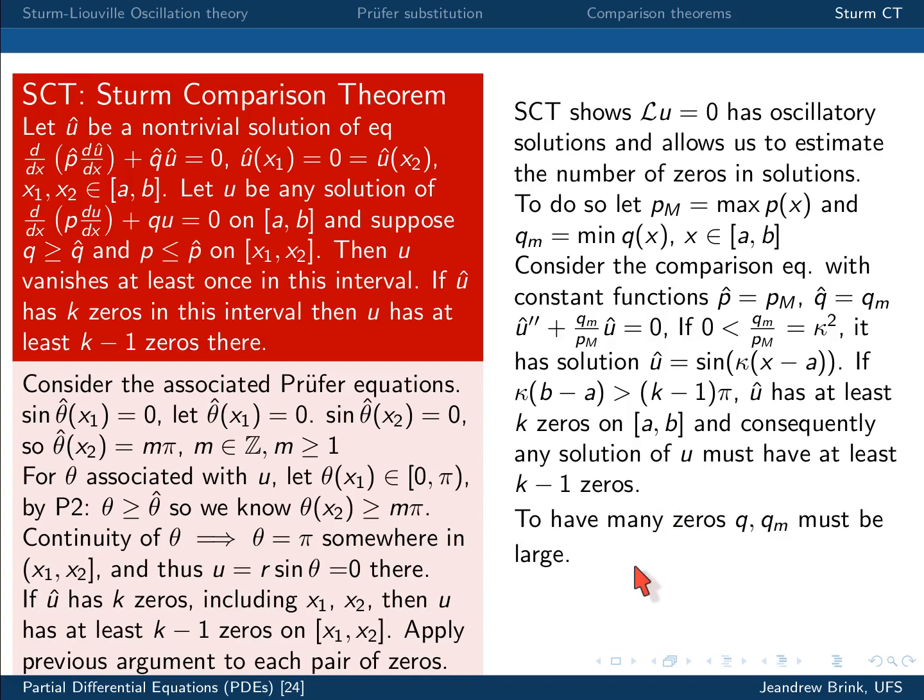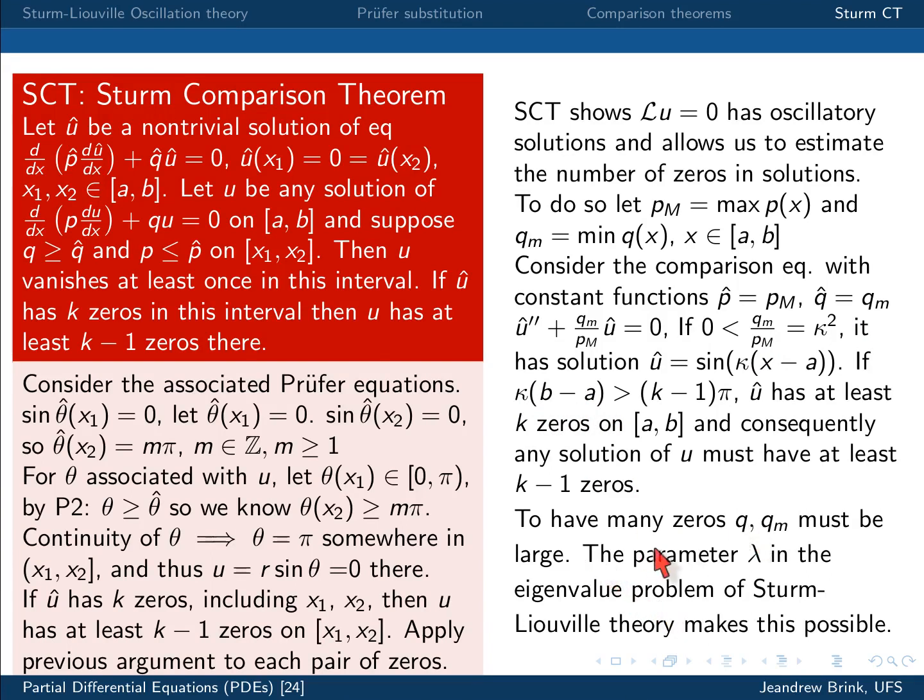And when we start looking at the full Sturm-Liouville eigenvalue problem, in this lecture we've just explored the oscillatory nature. We can observe that to have many zeros, Q and therefore QM must be very large. That is true because if QM is large, kappa is large, and this condition becomes easier to satisfy. That fact that we have many zeros with Q comes into play, and there's a reason why we've introduced lambda into the eigenvalue problem. It's a constant that we can tweak that shifts Q larger and larger, while the actual functional dependence remains hidden in Q. So the parameter lambda in the Sturm-Liouville eigenvalue problem makes it possible to scale the number of zeros you have for the oscillatory solutions. And that will be illustrated in the next lecture.